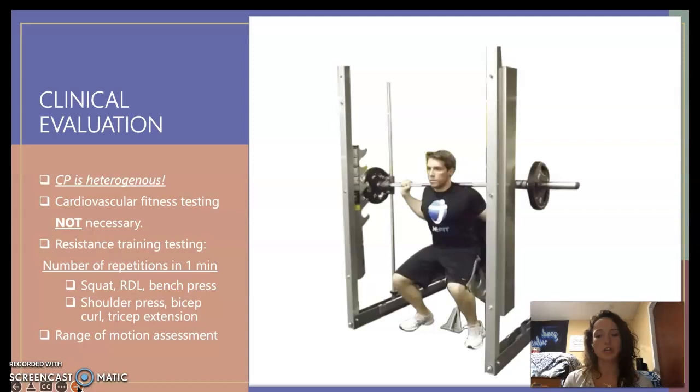But with resistance training testing, I decided to do the number of repetitions in 1 minute test, which included exercises such as the squat, Russian deadlift or RDL, and bench press, as well as shoulder press, bicep curl, and tricep extension. Now with these, I wanted to go into a little bit more detail because, of course, in any instance where MA is unable to safely perform these movements, I'm not going to delegate these as a testing measure.